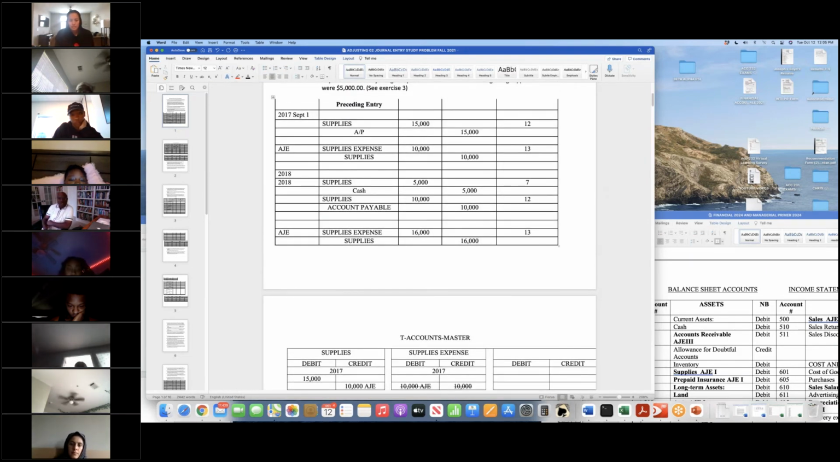So once again, these are transactions. You have these preceding entries, then the AJE, preceding entries, regular journal entries, then the AJE. So you can't have an AJE unless you have these preceding entries, of course.